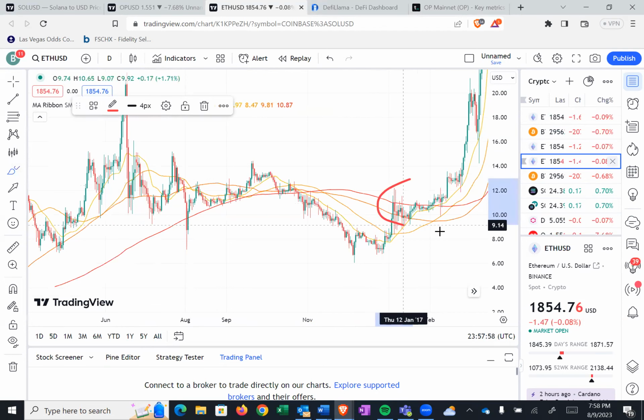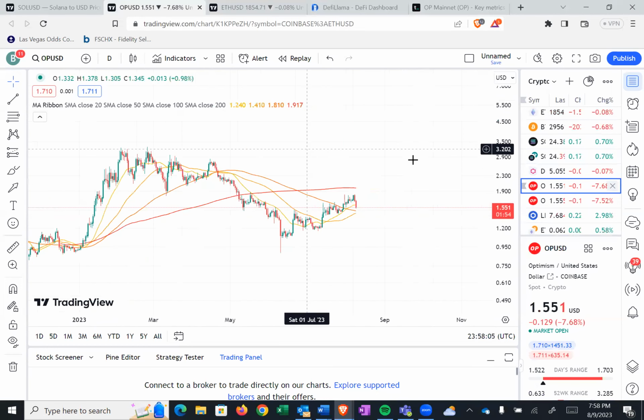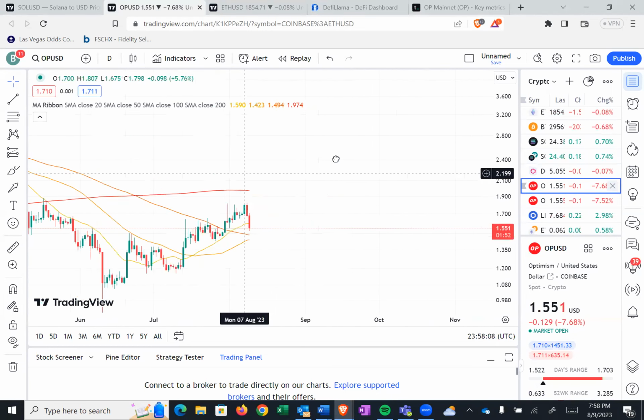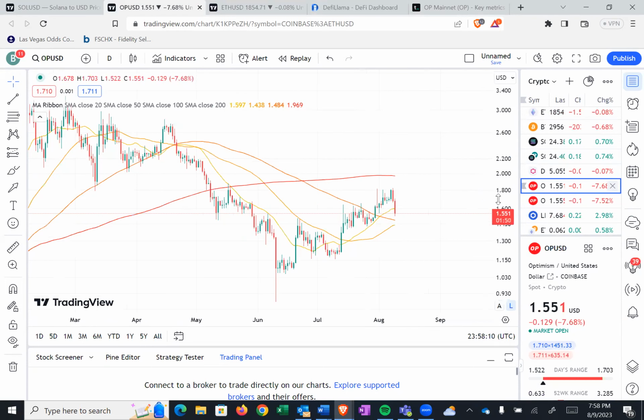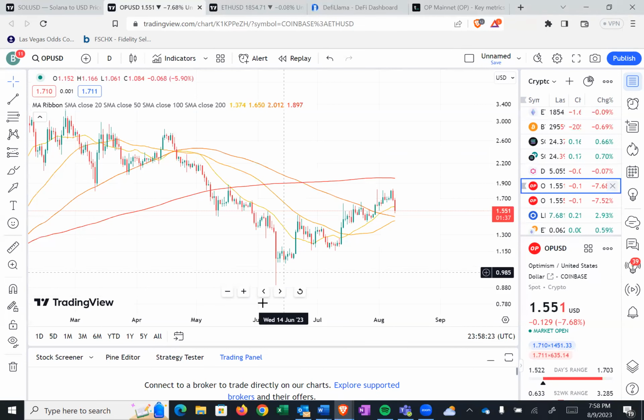So we're in this sort of time frame here, as you can see here. Okay, so right now we're sort of forming a bullish formation. We're coming into these averages. Okay, so we have these moving averages here. And what we saw was a major capitulation event here on Optimism.